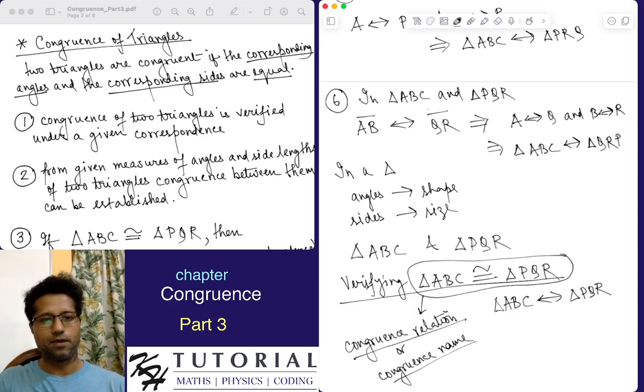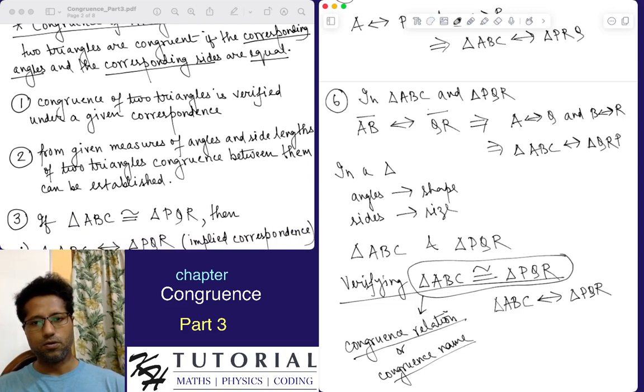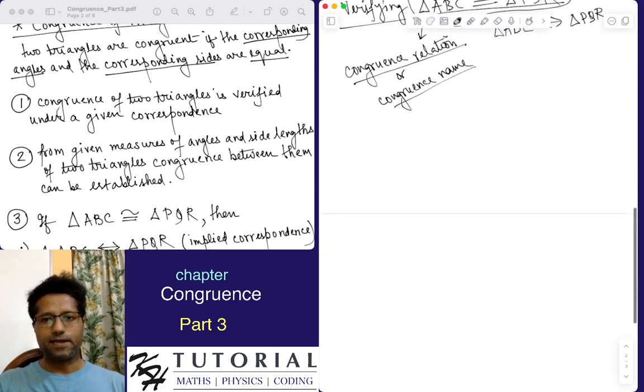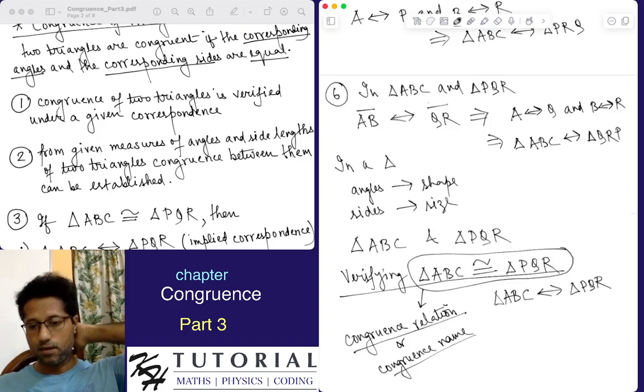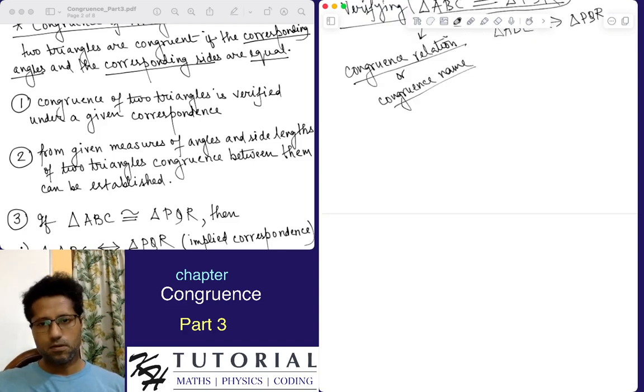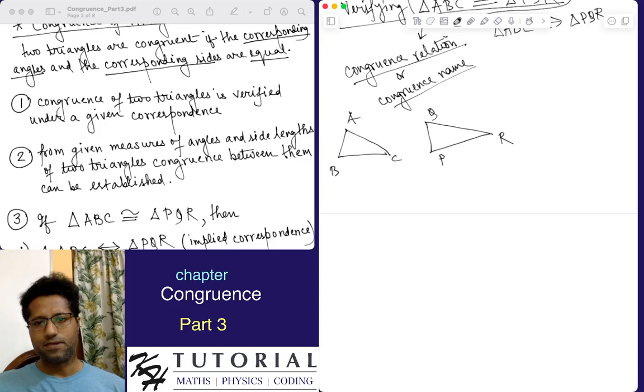What is point number 2 saying? From given measures of angles and side lengths of two triangles, congruence between them can be established. The second aspect of problem solving regarding congruence of two triangles is that you are not given any correspondence. You are just given triangle ABC and, of course they will be congruent, say PQR. And what you will be given is that some measures will be given.